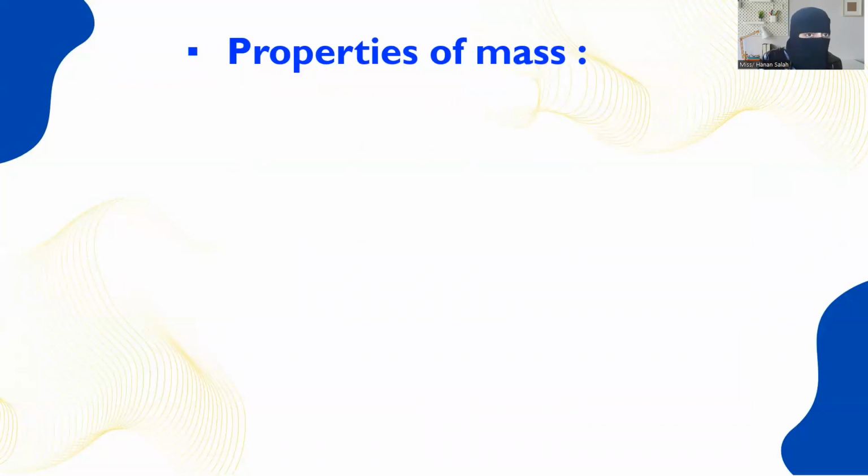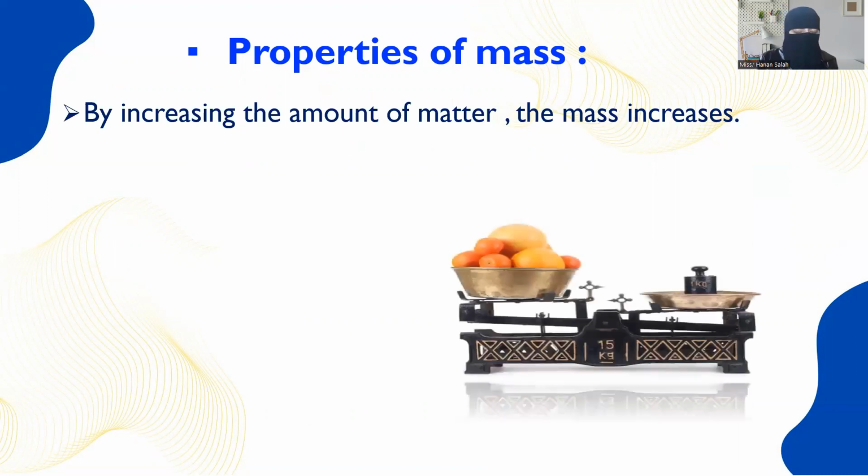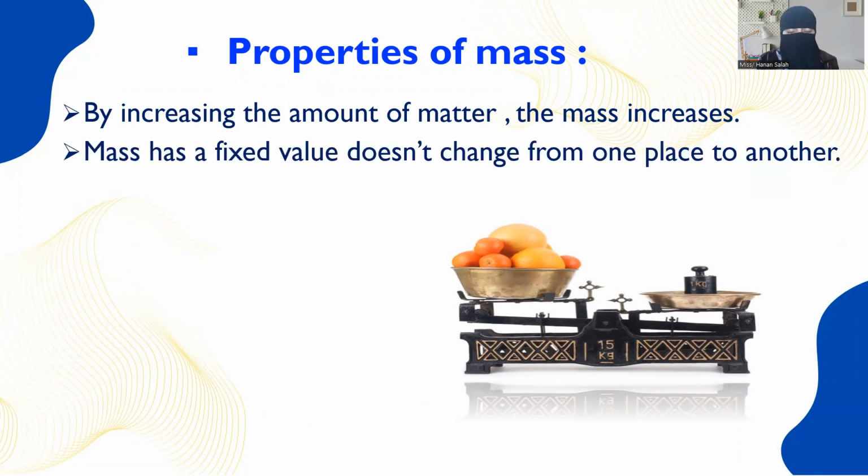What about the properties of mass? For mass, the increasing of the amount of matter, of course, will make the mass increase. Like what? Like here. If you measure 1 apple, the mass of 1 apple, will it be the same as 2 apples? Of course, no, because you increase the amount. If you increase the amount, that means the mass will increase. We said that the mass is a fixed value and doesn't change by changing the place. If you go from one place to another, it will not change. It's a fixed value. What about the direction of the mass? Of course, the mass has no direction. That's about properties of mass.